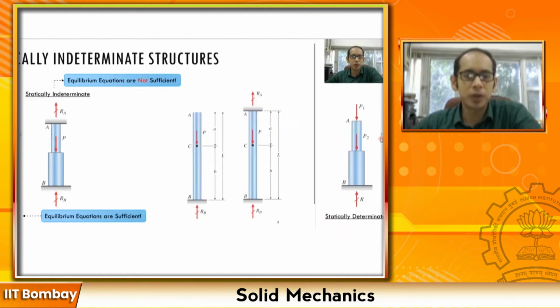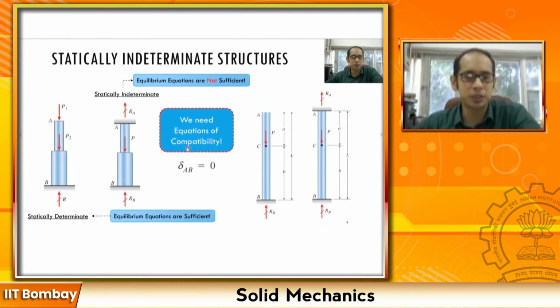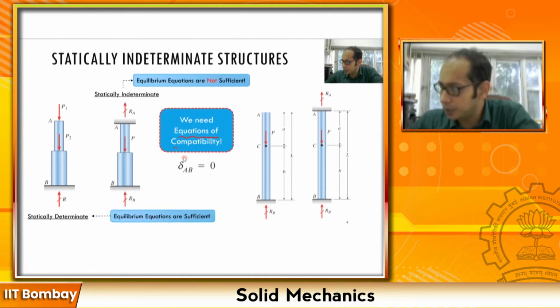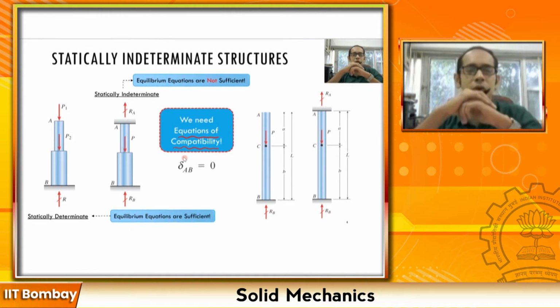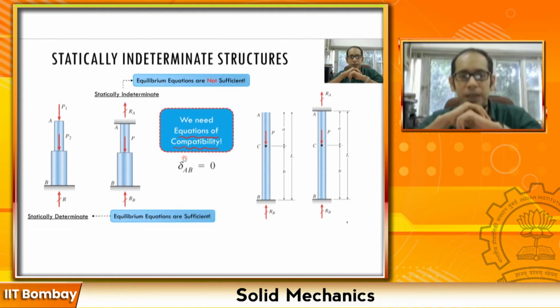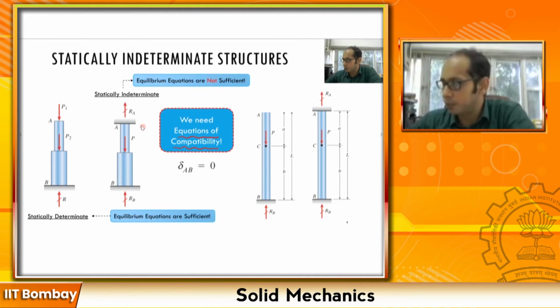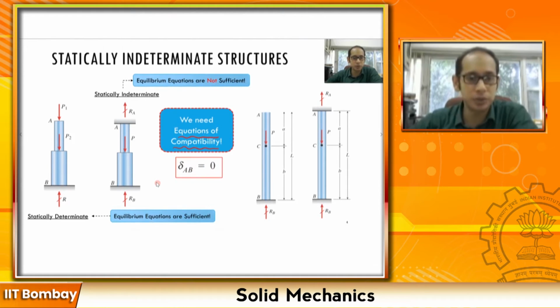Essentially, what we are going to make use of are the equations of compatibility. This is important. These are displacement compatibility equations, which essentially means that your final shape or final deformation has to be compatible with the end conditions that you have, or any intermediate conditions. For example, in both of these problems, your final deformation, delta AB, must be equal to 0.